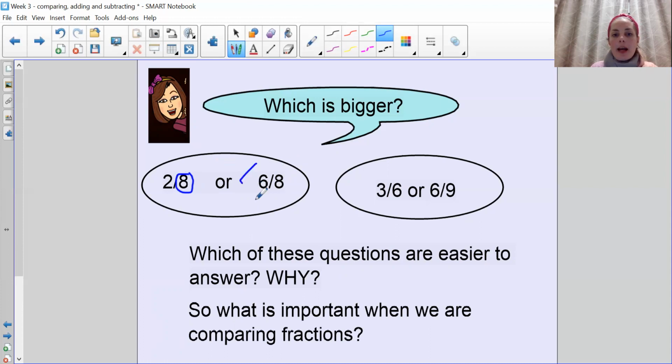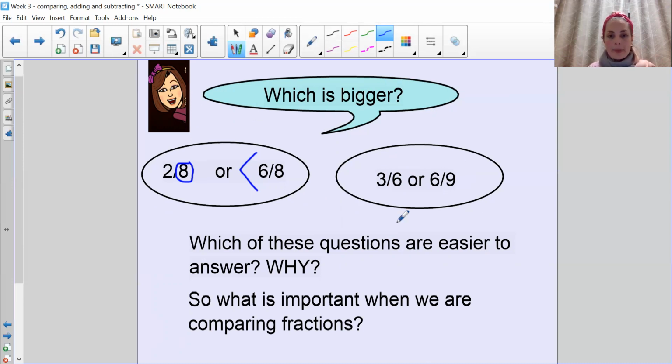You're going to tell me that I ate 6 8s of a pizza, because you can clearly see that both pizzas are the same, and I've eaten 2 slices and I've eaten 6 slices. Who's eaten the most? The one who's eaten 6 slices. But when the bottom numbers are not the same, it makes it very tricky because I can't compare it. I can't see which one has got more because I can't see it easily.